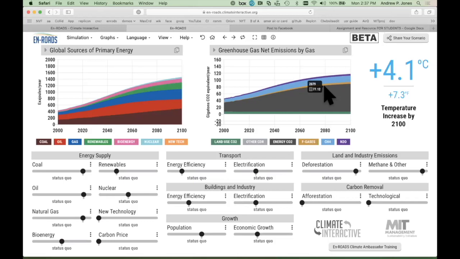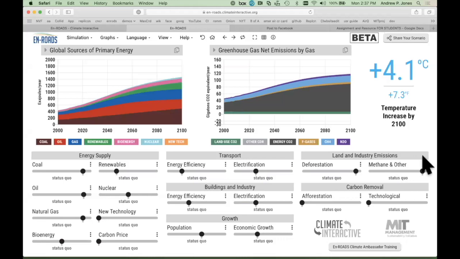On top of it, F-gases, HFCs, SF6. Then on top of it, methane. Methane's big, see that blue area? Wastewater, oil and gas industry, landfills, cattle. These are some of the sources of methane. And then on top of that, nitrous oxide and fertilizer. And some of those things you change over here, methane and other.